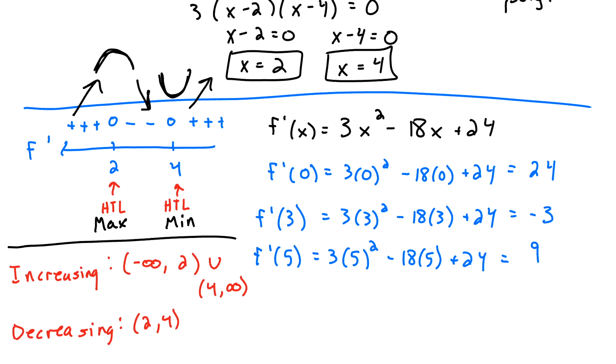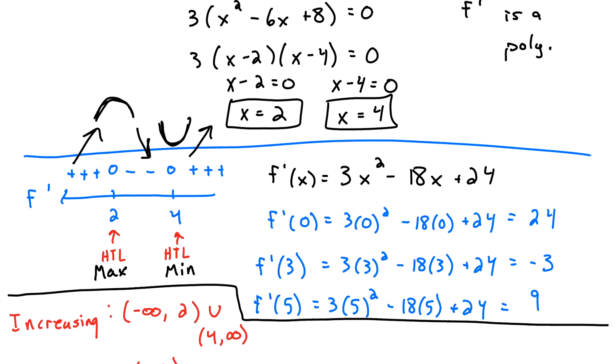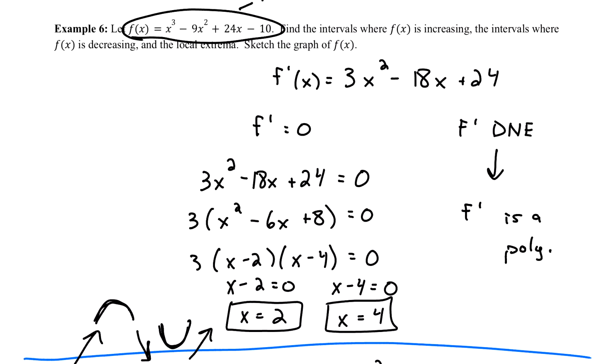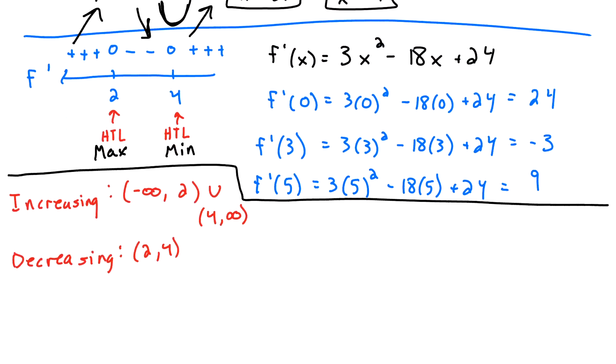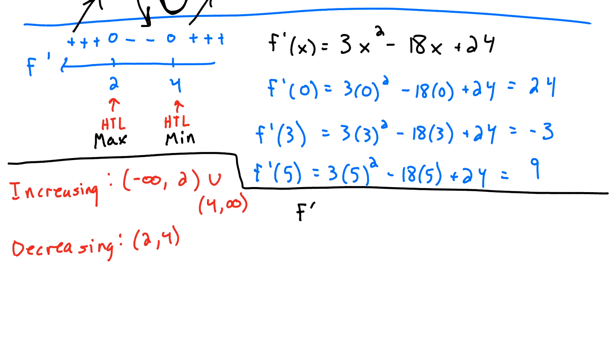So we know that we have these local extrema. The last thing that I need to do, in order to give my answer, is to go and find the y values corresponding to those. And remember, for the y values, we want to look all the way back at our original function. What did we start with? We started with x cubed minus 9x squared plus 24x minus 10. So I'm going to write that down here just so that I don't forget it. F of x equals x cubed minus 9x squared plus 24x minus 10.